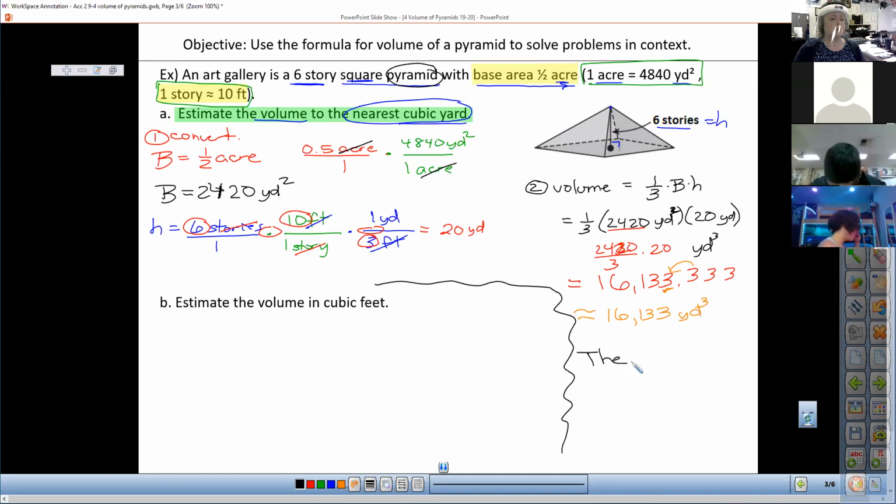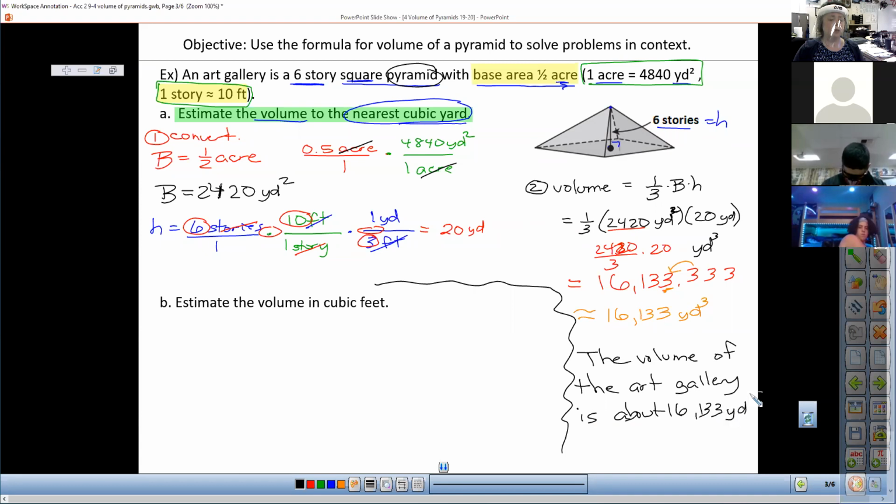So the conclusion for this part is the volume of the art gallery. Remember that context. Don't accidentally just say pyramid. Is about 16,133 cubic yards. Like so.